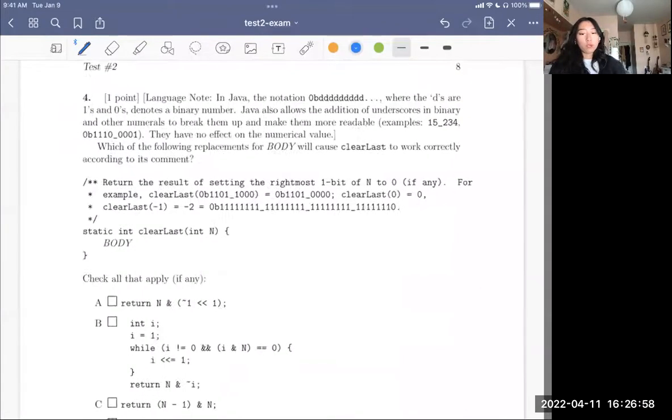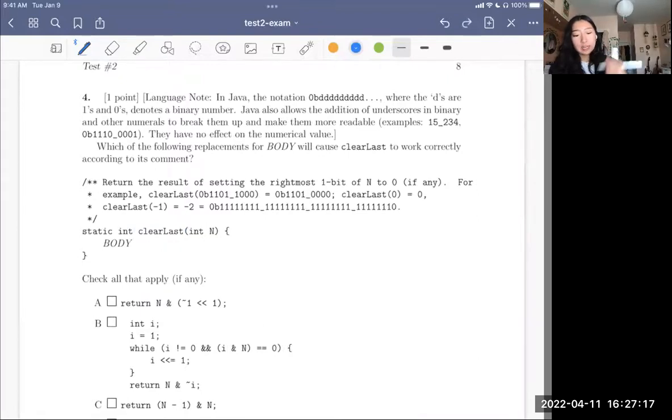Now we're going to go over question number 4. I will give you a moment to read the problem and the language note at the top. And we see question 4 is basically asking us to select all the correct implementations of this clear last method to make it work according to its comment.